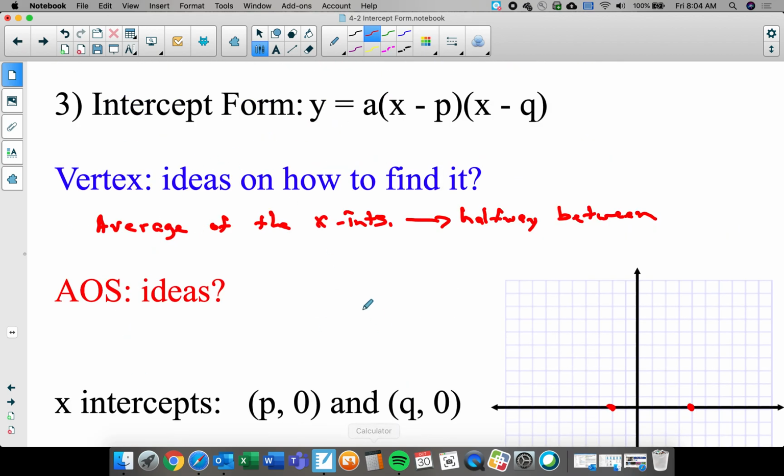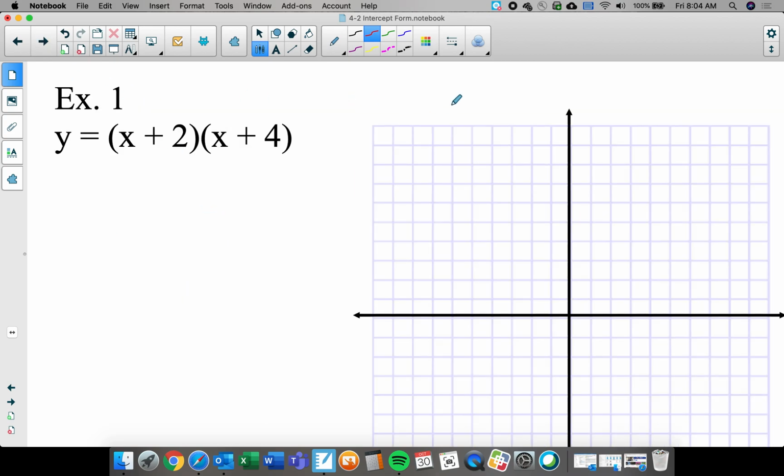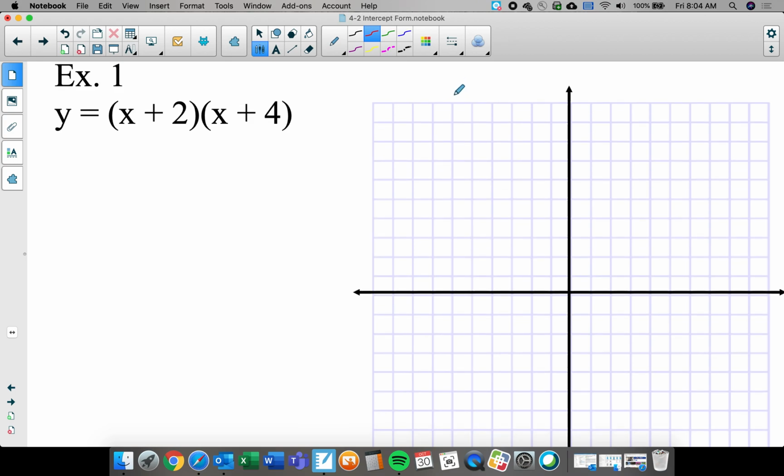So we kind of talked a lot about this on the previous slide, so I'm not going to spend too much time on it. Now if we just go straight into this, and let's say I wanted to graph the important parts of this. This is already in intercept form or factored form, which means if I set these and use the zero product property, this would be an x-intercept of -2. This would have an x-intercept of -4. So right away, my x-intercepts are -2 and -4.